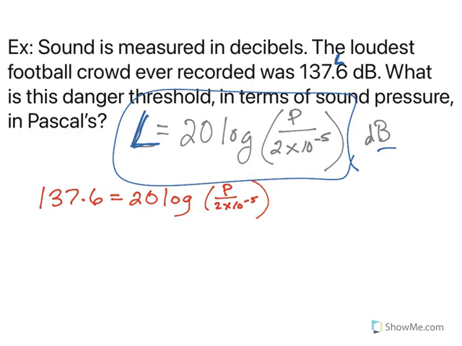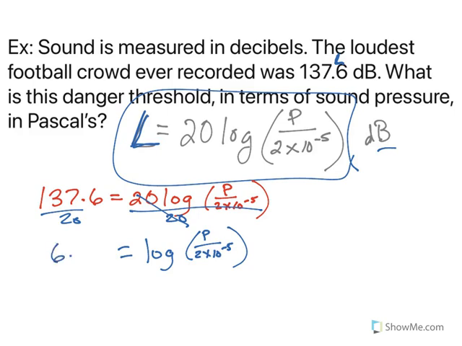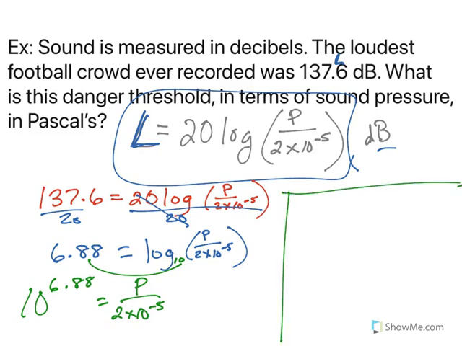Okay, so I need to isolate the log piece. My first step is to divide both sides by 20 to isolate the log of the pascals over 2 times 10 to the negative fifth. So 137.6 divided by 20 gives me 6.88. Now, how do we solve a logarithmic equation? Well, I change it to exponential. The base of this is a common log, so base is 10. So I'm going to take 10 raised to the 6.88 power, and that will give me P over 2 times 10 to the negative fifth.